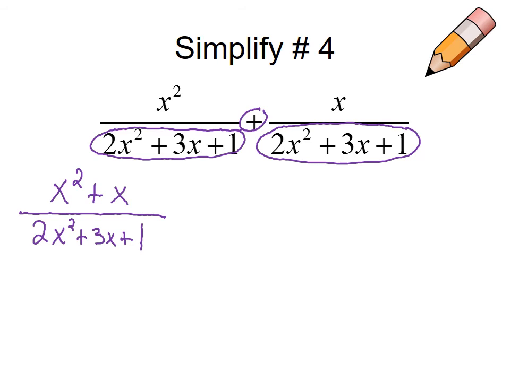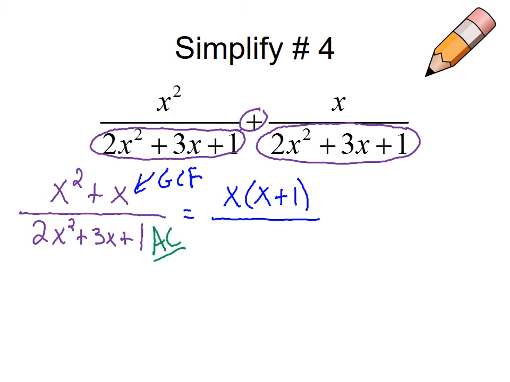Now I have to go through and factor to see if I can cancel anything. In my numerator, I can take out a greatest common factor. In this case, it's just going to be x. So then I'm going to be left with x plus 1. In our denominator, lucky us, once again, ladies and gentlemen, we get to use the AC method, which will come back 100 million times, I promise.